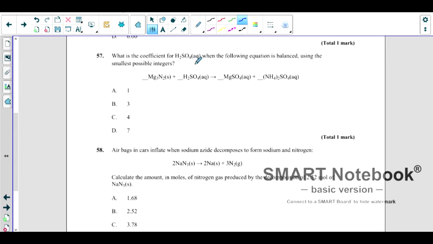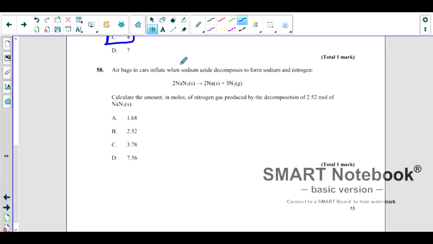What is the coefficient of H2SO4 when the following equation is balanced? Again, it's a balancing equation. We can try. Here we have a 4. Okay, here 3, and I think it's balanced. So the coefficient of H2SO4 is 4. So the answer is 4.